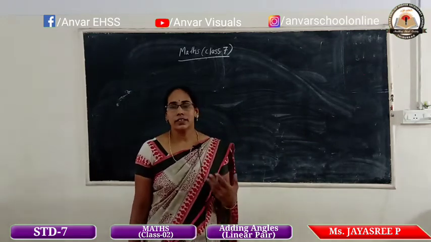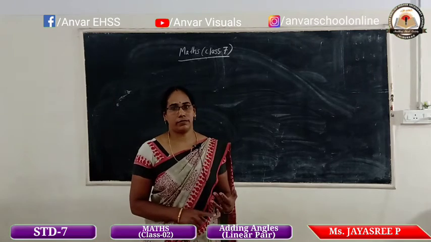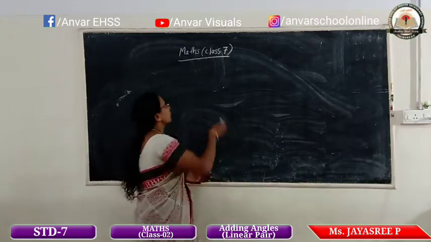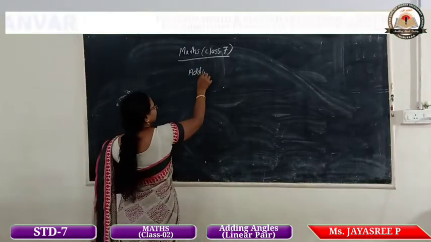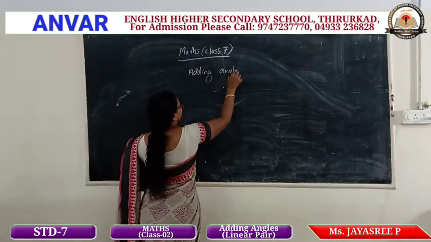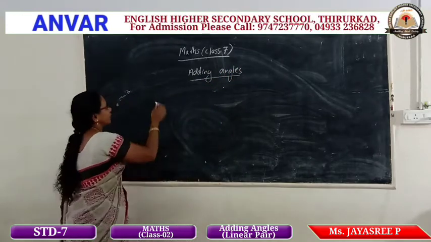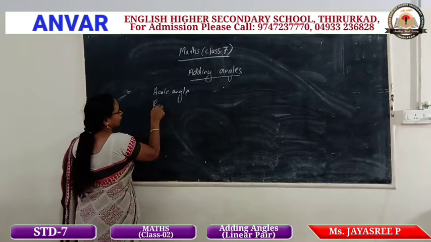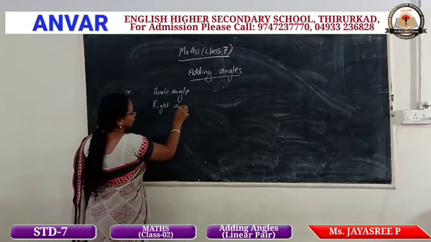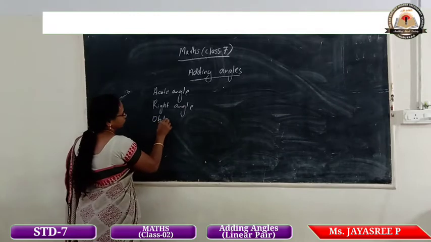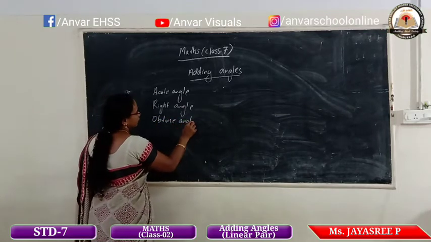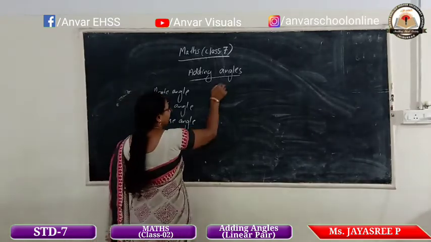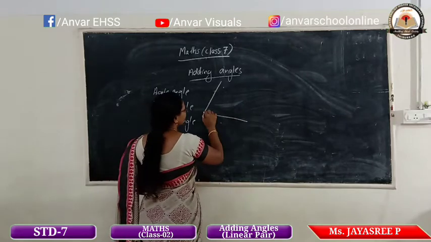In that class we have discussed about angles, different types of angles and how to add angles. Okay, our chapter name is adding angles. In that chapter we have learned acute angle, right angle, obtuse angle. These are the three types of angles that we have learned, and we learned how to add two angles.